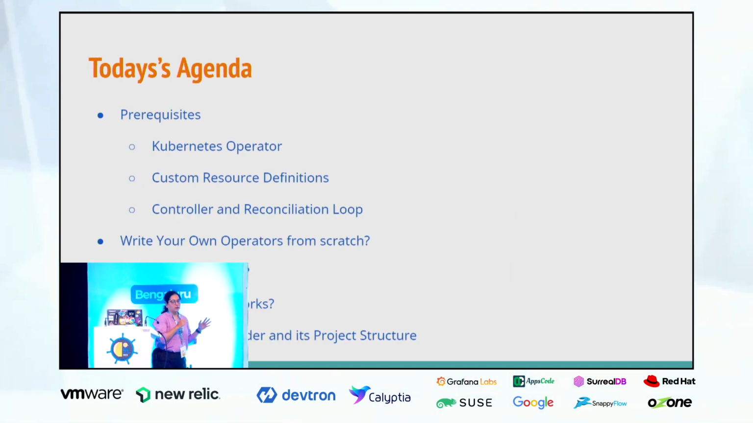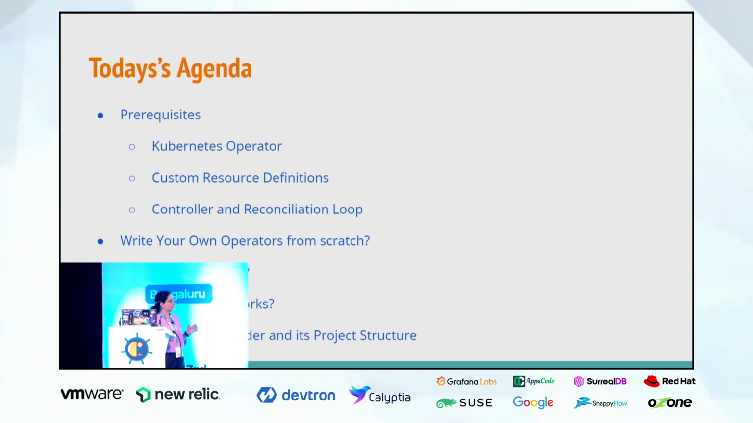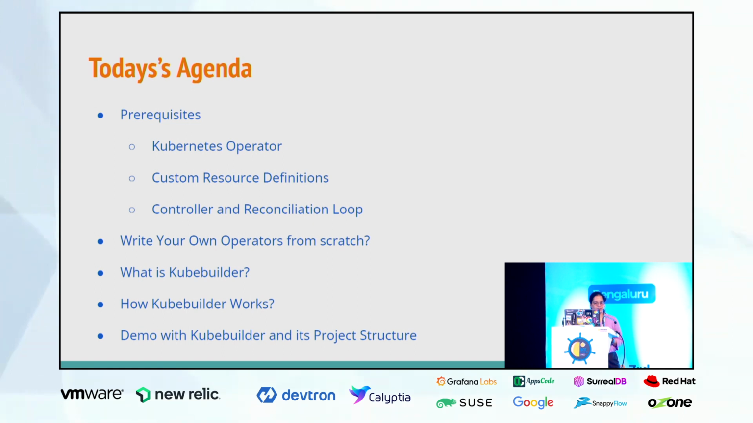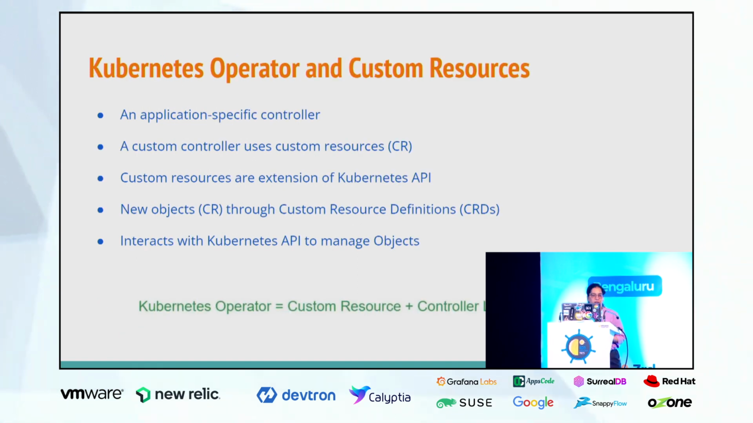So these are the topics we will be going to cover. Before that, how many of you are familiar with Kubernetes custom operators and have built one? We'll be discussing a brief overview of Kubernetes operators, CRDs, the reconciliation loop, and how we can write our own operators from scratch. Then how Kubebuilder simplifies our work and how Kubebuilder works, and a small demo video of Kubebuilder working.